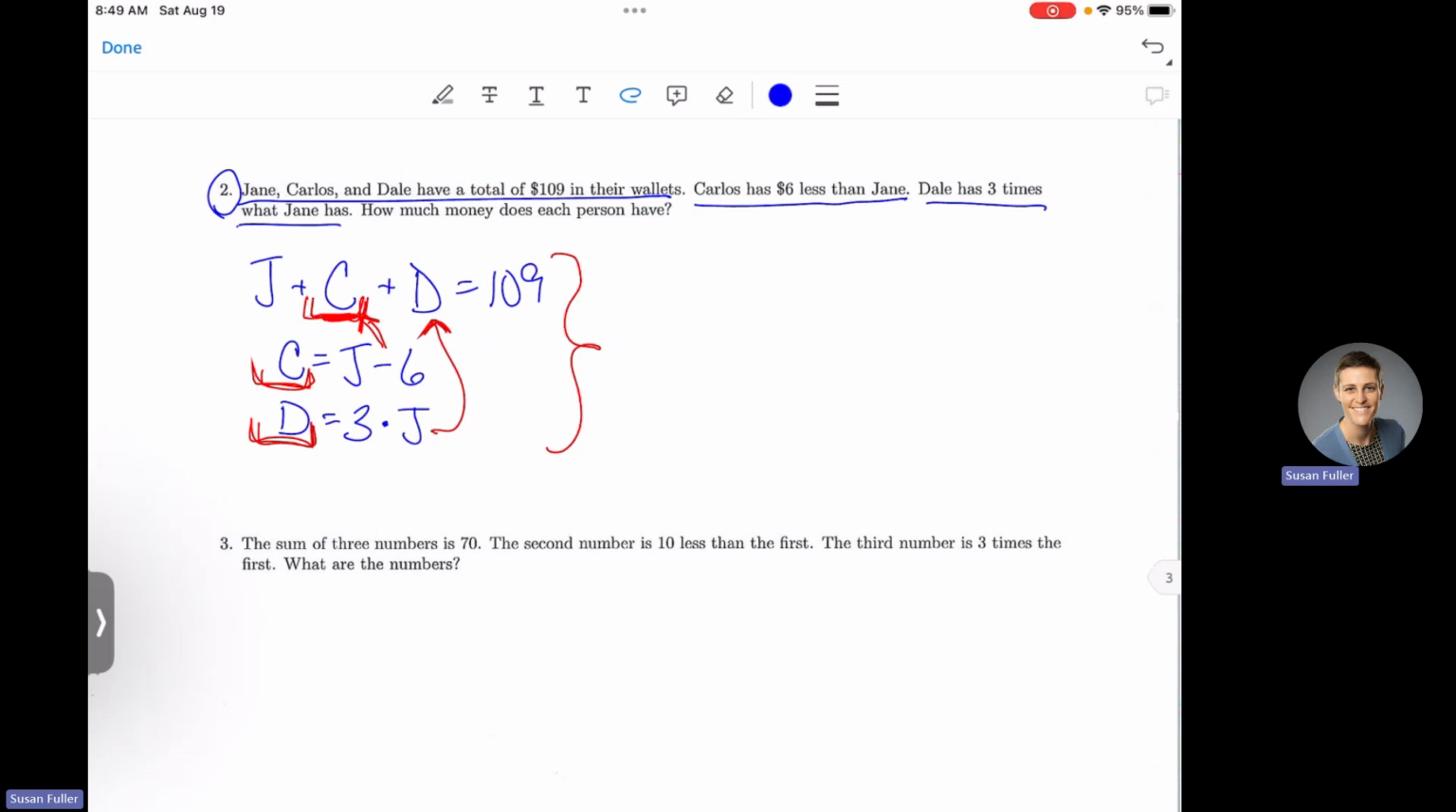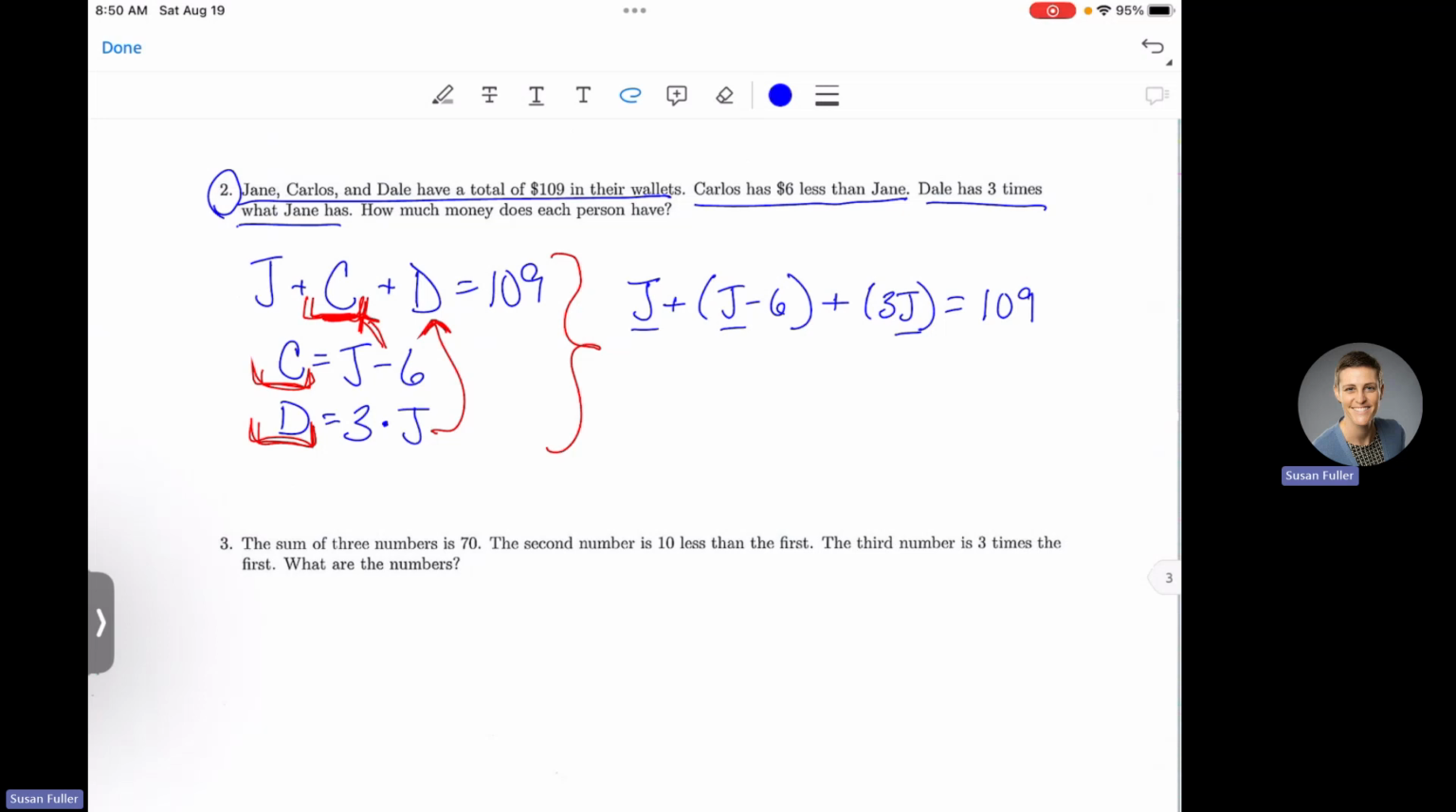And when I do that, when I plug all of those things in and kind of combine all of these into one, I get that what Jane has plus what Carlos has, which is equal to whatever Jane has minus 6, plus what Dale has, which is 3 times what Jane has, is equal to $109. Notice when we put all of this together, I have one equation, and now I only have one variable. My variable is J here. If your brain doesn't like working with J's, rewrite this with X's instead of the J's, and then you'll feel right at home, and you can go ahead and work the problem.